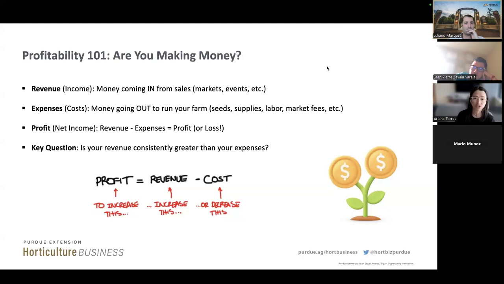Your costs, sometimes you cannot handle because it is what it is. Fertilizer costs as much as it costs. The seeds are the prices that they have. You can probably be more productive, with better seeds and better technology. But pricing is one of the things that you can actually control to increase your profitability. So the key question here is, is your revenue consistently greater than your expenses? When the answer is yes, you have a profit from your business.